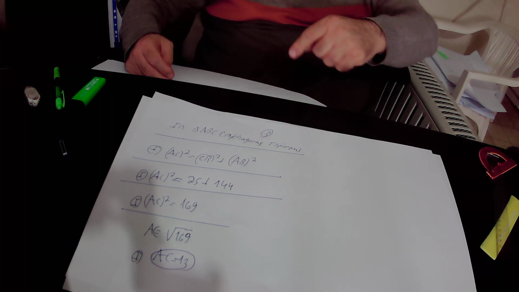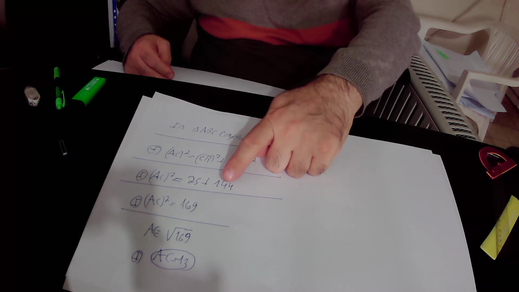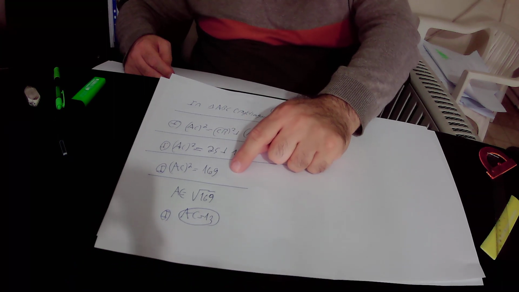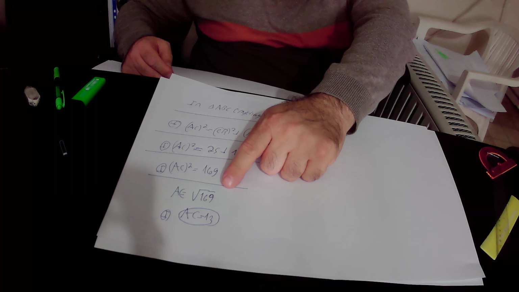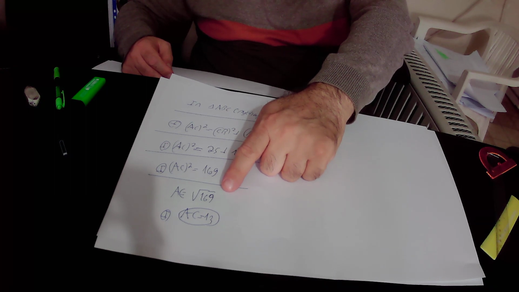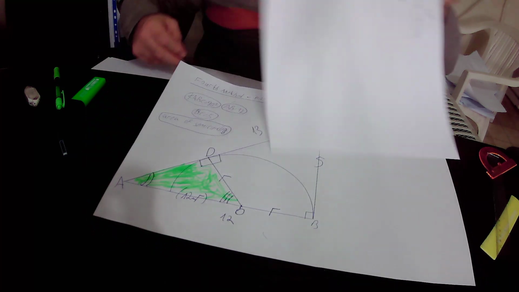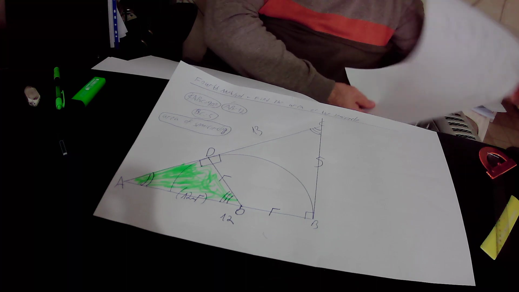So we found that AC squared equals 169. We took the root of this equation, number 1, and we found that AC equals the square root of 169. The square root of 169 is 13, so we found that AC equals 13 units, the hypotenuse equals 13 units in length.